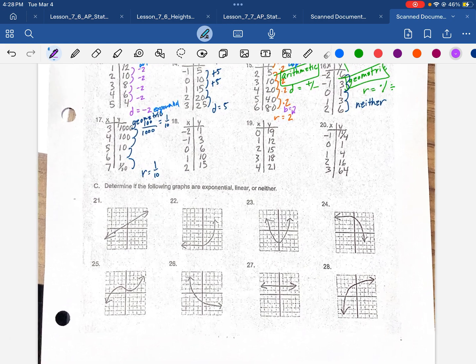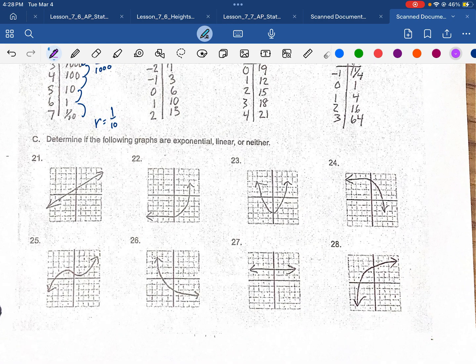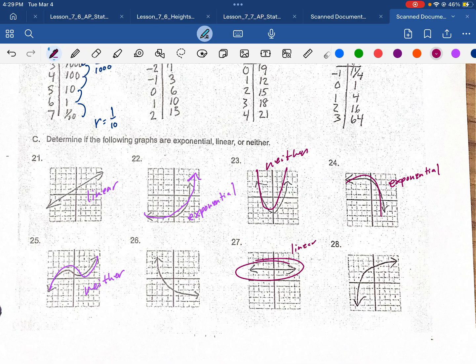And then down here, we've got some graphs. Now, these ones are a little bit more obvious. Like, if it's a straight line, it's linear. If it's curved going up, just like we were drawing yesterday, that's exponential. And then anytime it's like a wavy something, it's going to be neither. Remember, exponential can also be decreasing. So this is exponential. This one's going down and up, so that's neither. And then as far as linear goes, this is linear. It's a straight line. It's just a horizontal line. So just kind of keep those in mind.